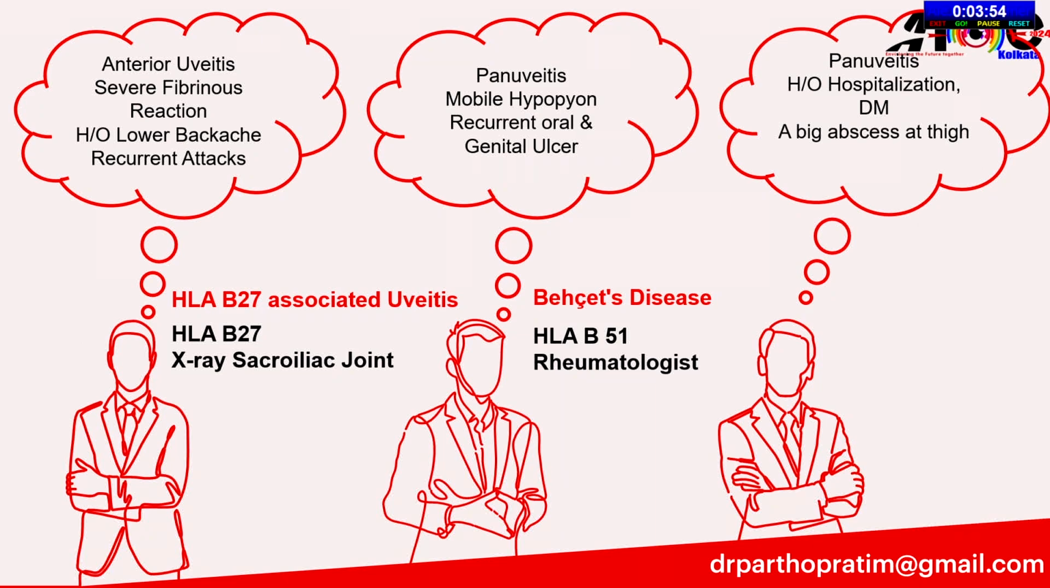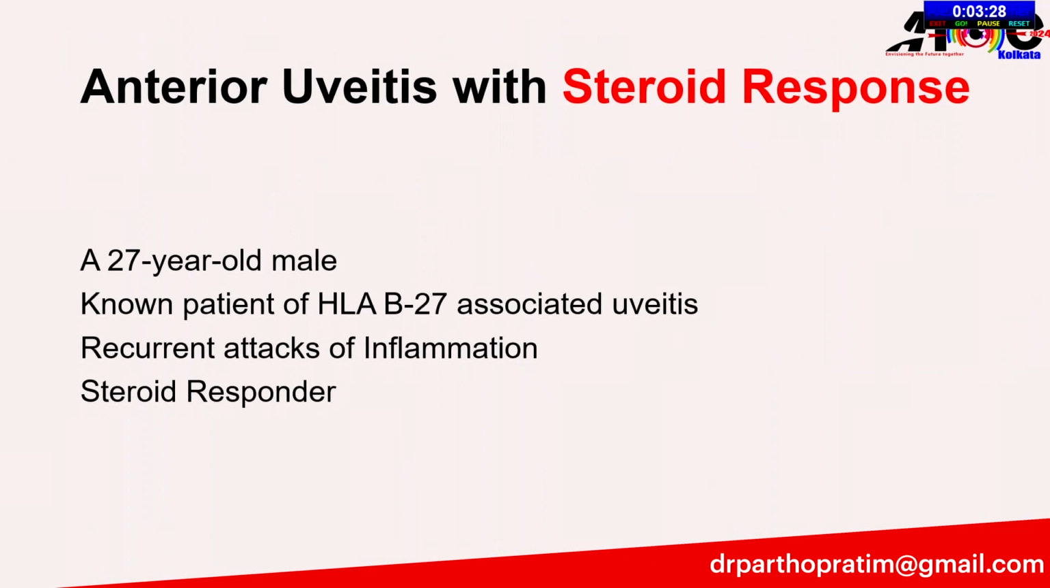The third one can be another case of panuveitis with hypopyon. There may be a history of hospitalization or prolonged diabetes mellitus, and the patient can give you a history of septic foci, like a big abscess in the thigh. So if you send this patient to a vitreoretinal surgeon for vitreous biopsy and start blood and urine cultures, it can be a case of endogenous endophthalmitis, which can present as hypopyon also. So you have to know the entire spectrum of hypopyon manifestations.